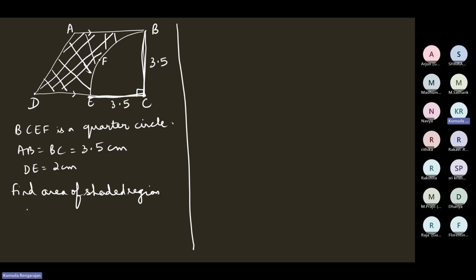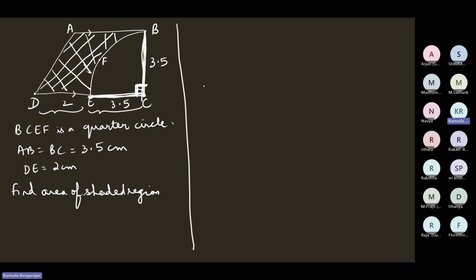AB is given. AB is 3.5. DC is 3.5 plus DE, 2, because this is the radius, and BC is given 3.5. So DC is 5.5. Sum of the parallel sides into distance between them. BC itself is the distance between the parallel sides because it's a perpendicular distance, 3.5. So like that, you find the area of the trapezium.